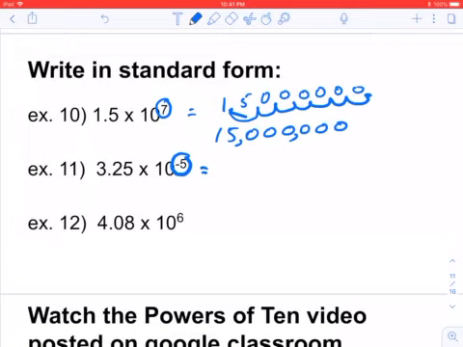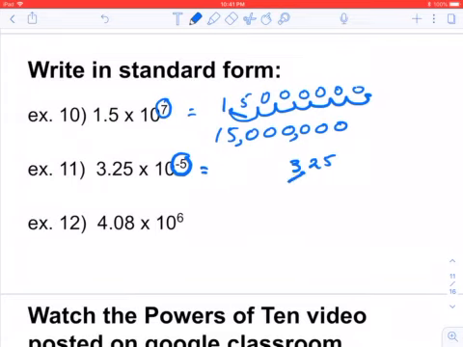Next one, big or small exponent? We have a negative exponent. Negative exponent is telling us that we have a small number. So I'm going to make some space here. I'm going to write my 3.25 because I don't want to move this decimal to the right. That would just make it bigger. I want to move it to the left. And I want to move it to the left 5 spaces.